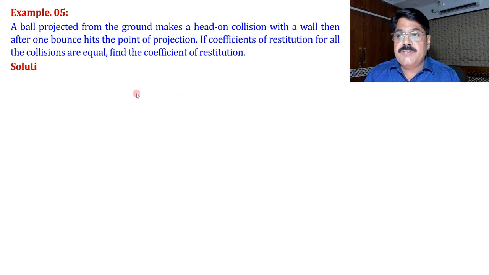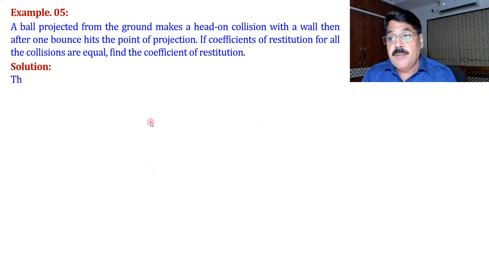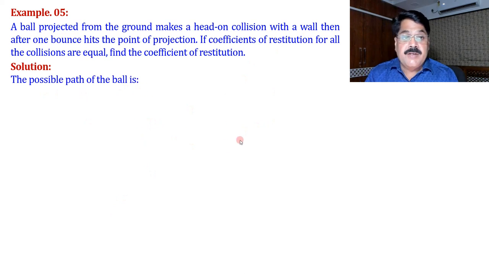Actually, what is given here is that a ball projected from the ground makes a head-on collision with the wall. It means when the ball is colliding with the wall, it is head-on. It means the velocity of the ball must be along the common normal, meaning horizontal. So this first collision is taking place at the highest point of the trajectory. That we have to extract from here. Now let us estimate the possible path of the ball. So what we have assumed is that the first collision will be at the highest point.